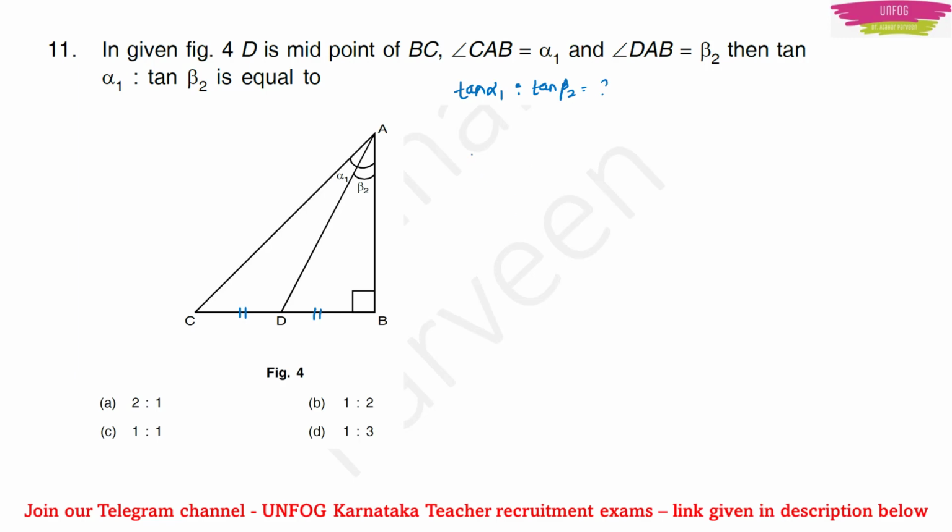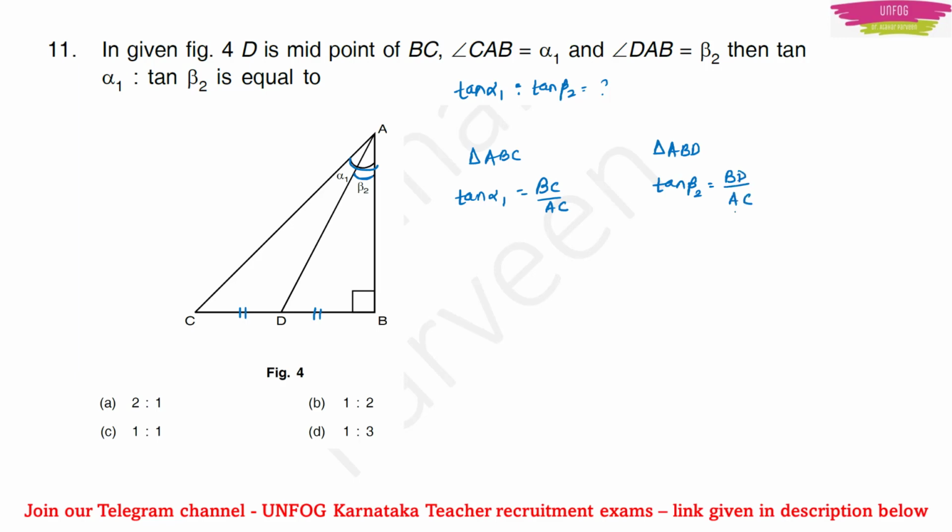So here what you can do is you take triangle ABC and your tan alpha 1. You have to notice here that alpha 1 is the full angle, beta 2 is this small angle. So this tan alpha 1 will be equal to, for the full angle, you have to take triangle ABC. It will be BC by AC. Okay. So this is one case. Again in triangle ABD, tan beta 2 will be equal to BD by AC.